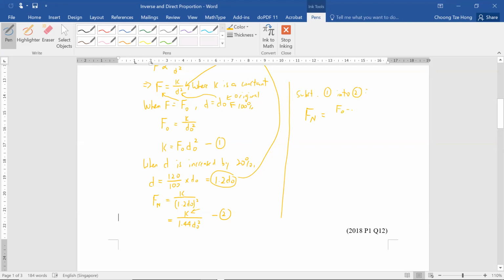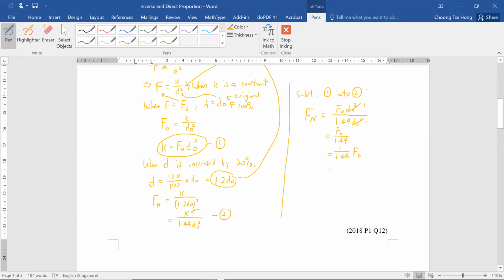So the new F will be F naught D naught squared, this is K from here, over 1.44 D naught squared. You can see the D naught squared will now cancel off. Then you will just have the new F in terms of the original F. So this is just 1 over 1.44 times F naught.